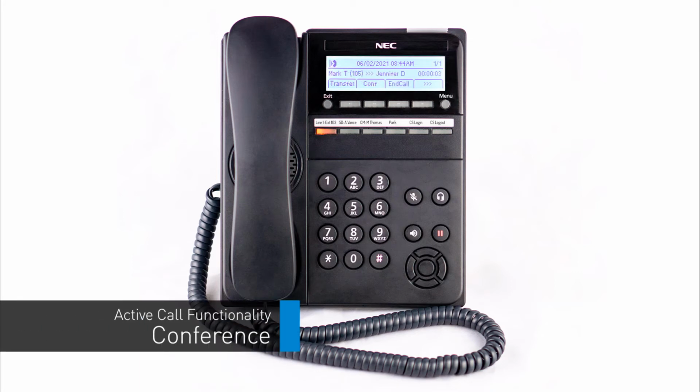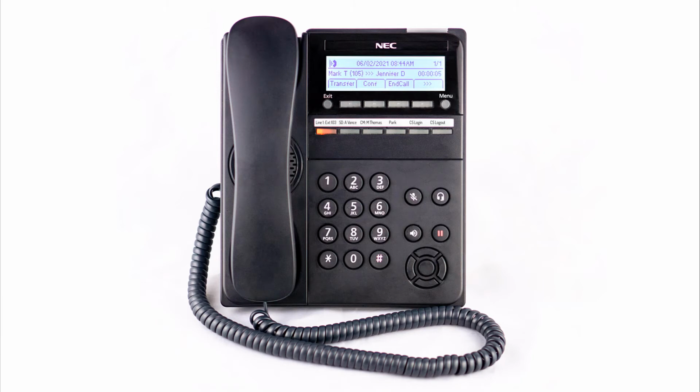Conference calls allow you to merge two active calls together, granting a three-party call. While on a call, press the conference soft key. The initial party is placed on hold. Dial the new number or extension, press the dial soft key, and wait for the new party to answer the call. Finally, press the conference soft key to merge the two calls.